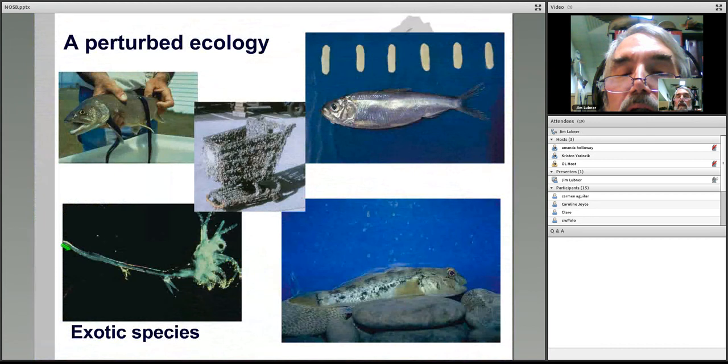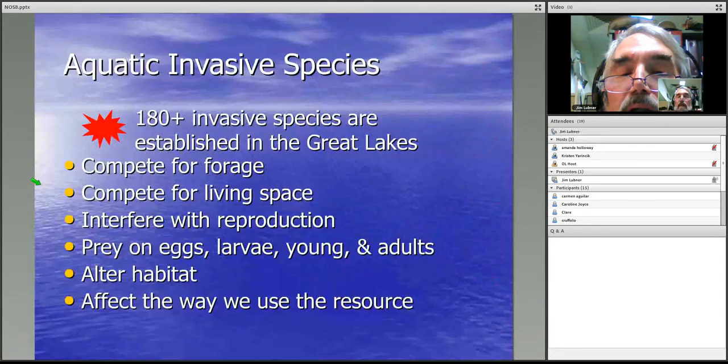Well, I've been talking a little bit about some of these nutrients and chemical parameters. Really what we've got is a perturbed ecology, perturbed relative to a lot of the invasive species that are there: the zebra mussels, which are coating this cart, spiny water flea, round goby. This is an alewife, and a sea lamprey on a lake trout. So it's a perturbed ecology.